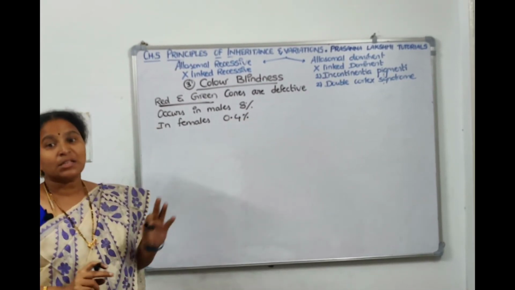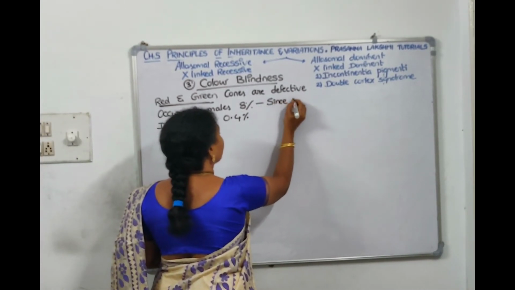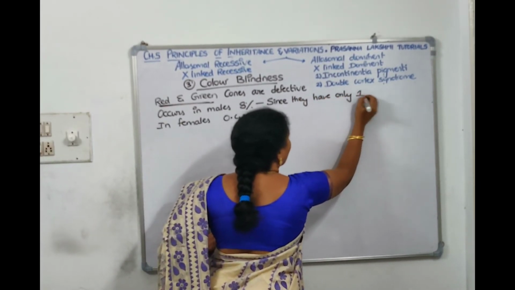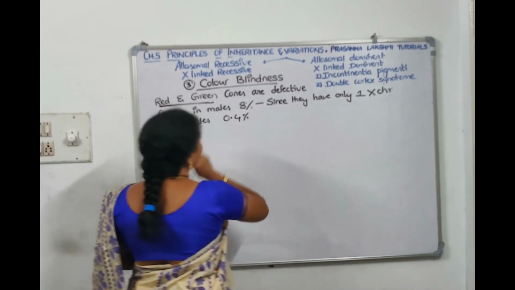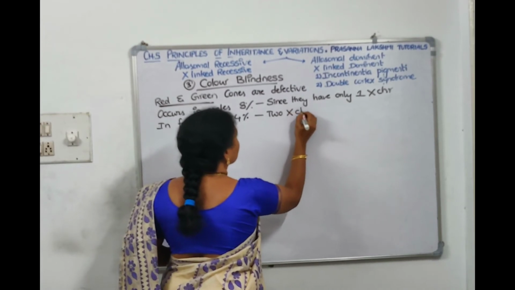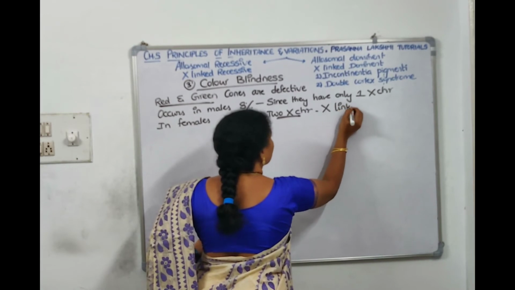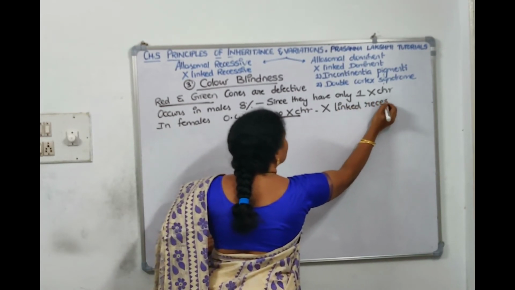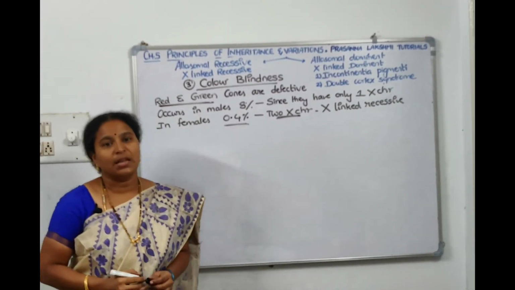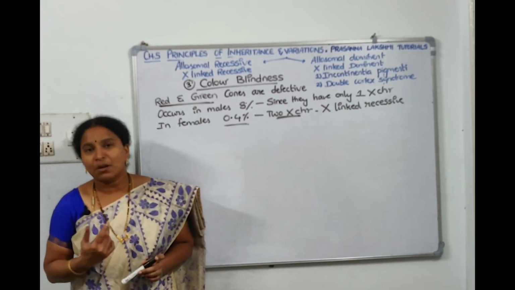Why it is more in males is because males have only one X chromosome, so the occurrence is more. But in females, since they have 2 X chromosomes, and this is X-linked recessive, the dominant gene will subside the recessive gene, so the occurrence in females is just 0.4%. That means females will be the carriers, males will be affected.